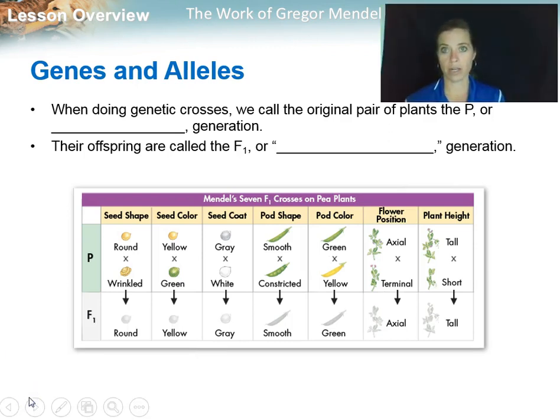When doing genetic crosses, we call the original pair of plants the P, or parent generation, and then their offspring are called the F1, or the filial 1 generation. Filial means family. So the parent generation, if he took a yellow pea and crossed it with a green pea, the outcome would be the F1 generation, but he would have true breeding yellow crossed with true breeding green, the parents, creating the offspring, the F1 generation.